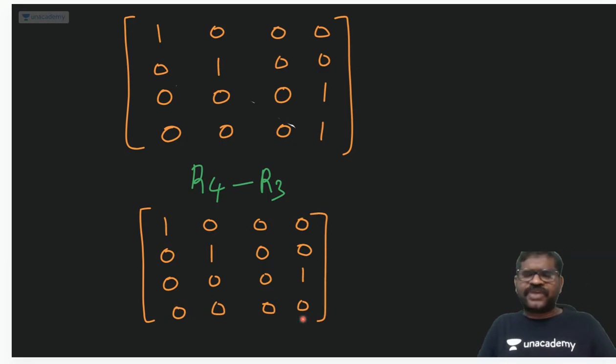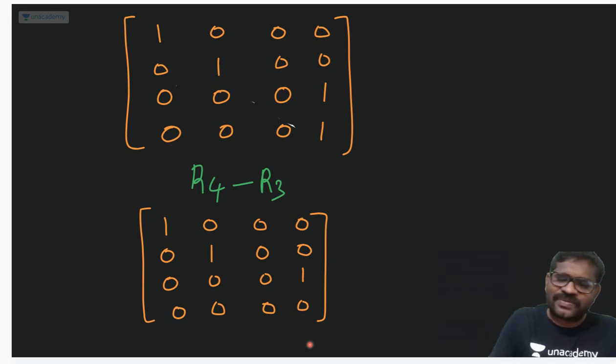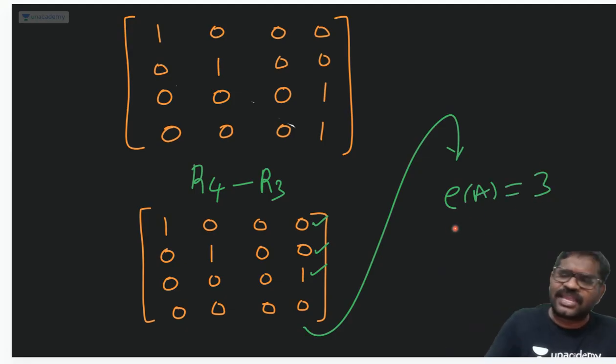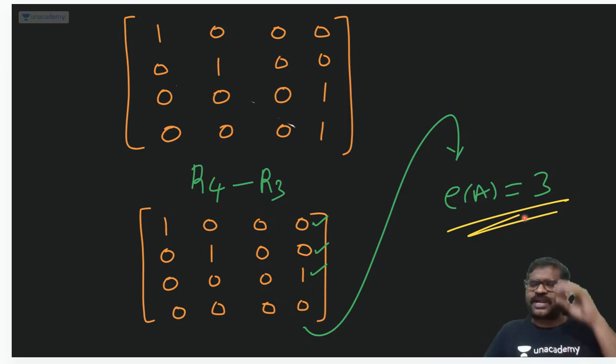Now verify whether the number of zeros before the non-zero element are in ascending order or not in the non-zero rows. Is the zero row appearing last or not? Therefore, it is in echelon form. Number of non-zero rows is 3. Therefore, rank of A is 3. Understood? Rank of A is 3.